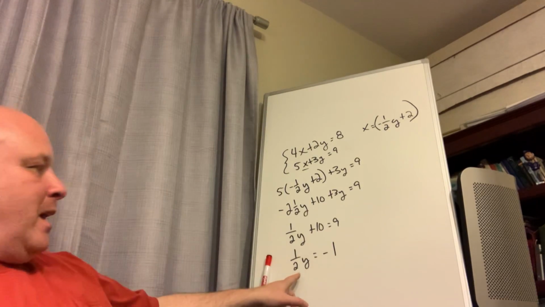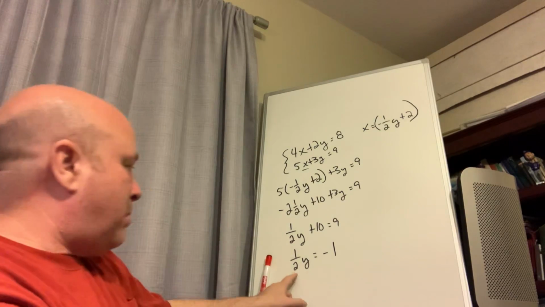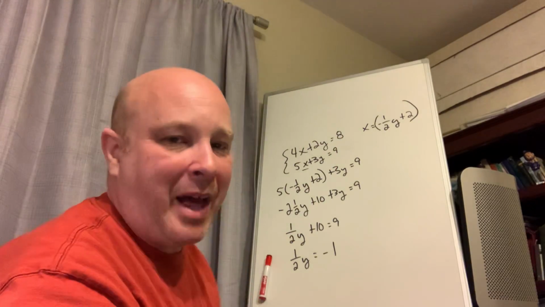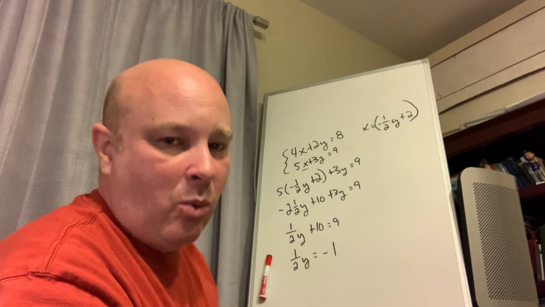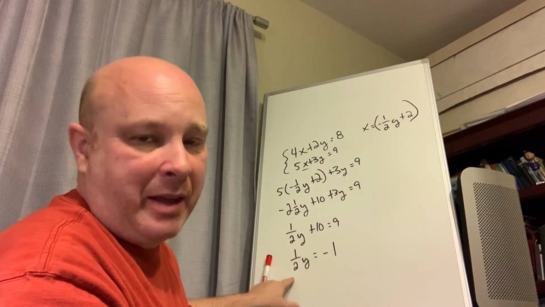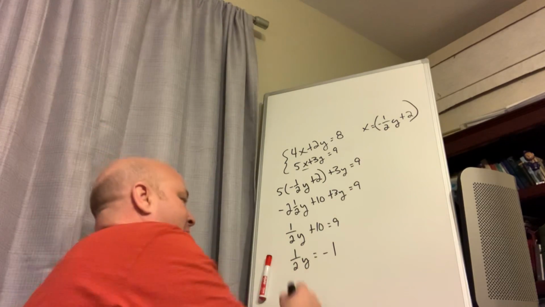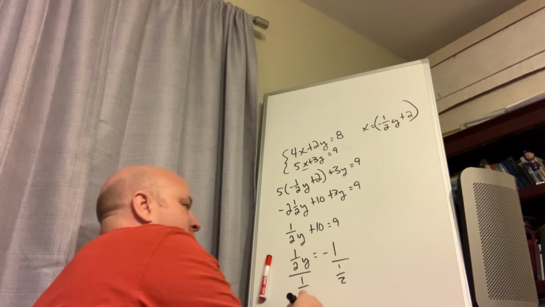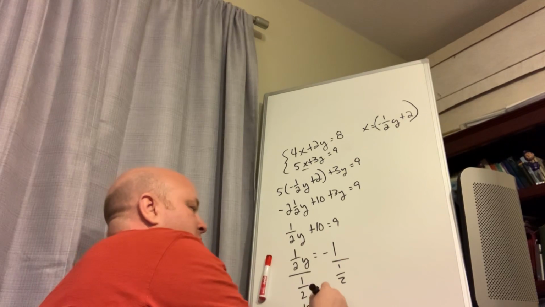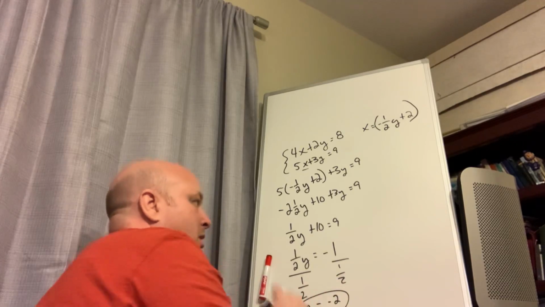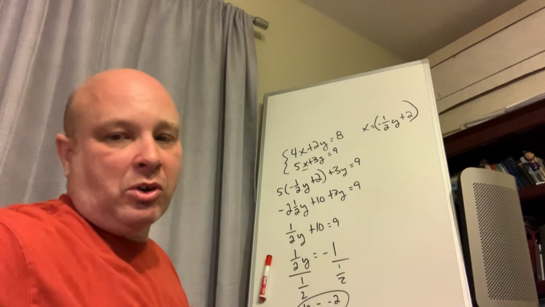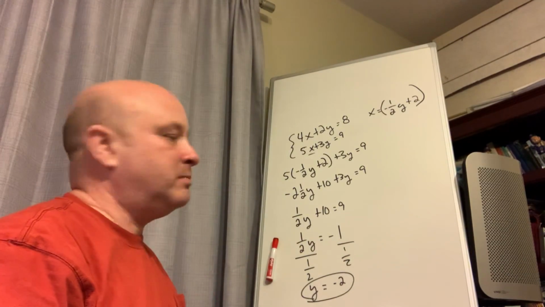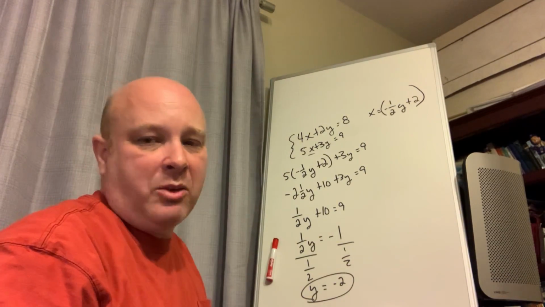Okay, so I'm going to now divide both sides by 1/2. Now remember, dividing by 1/2 is the same as multiplying by 2, right? Dividing by 1/2 is the same as multiplying by the denominator. So if I divide both sides by 1/2, that's going to give me y equals negative 2. Sorry, make an adjustment here. y equals negative 2. So now I know what y equals. What's y equal? Equals negative 2.